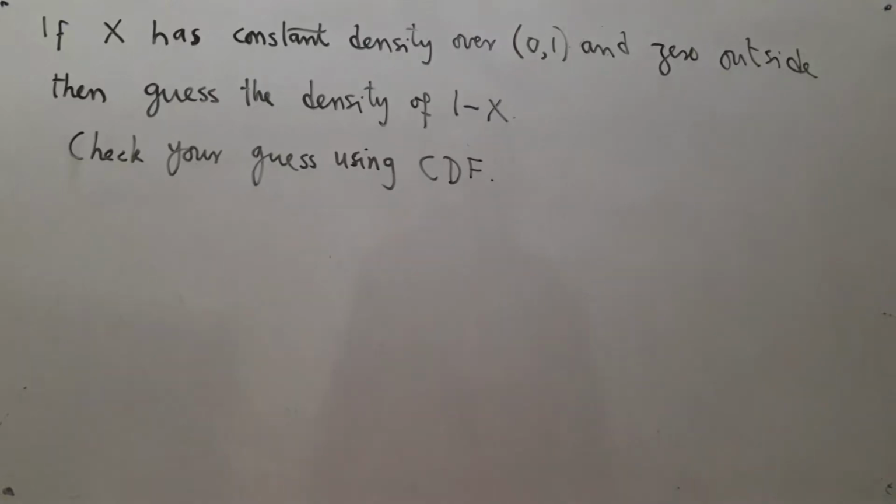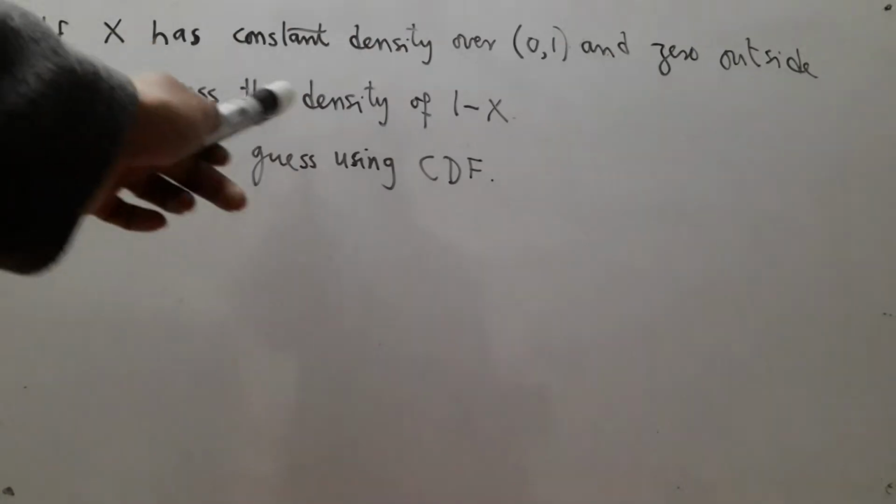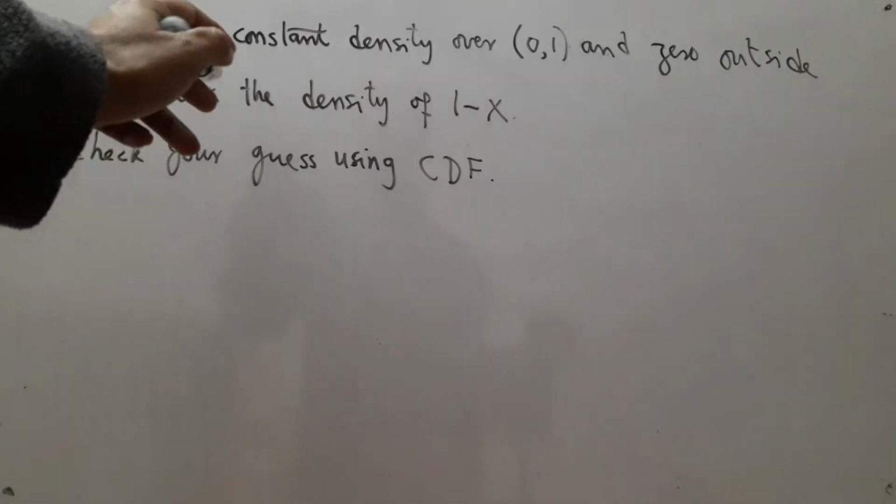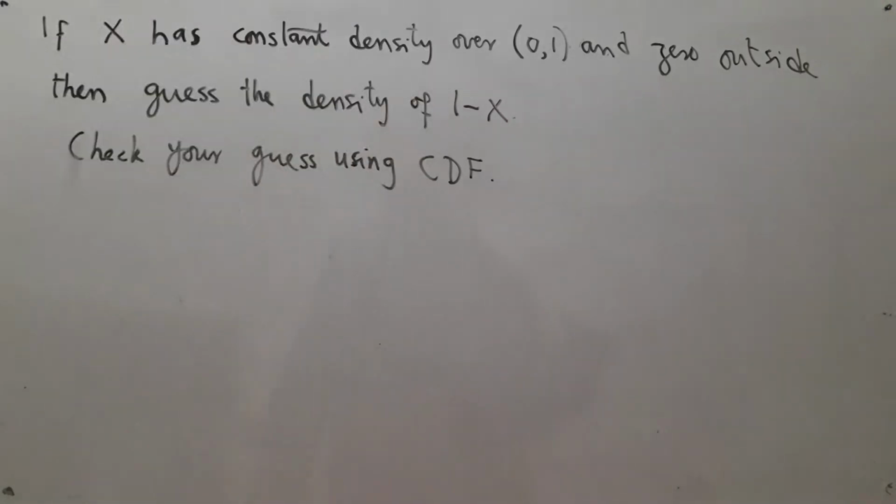In this exercise, I give you a random variable x that has constant density. I am not telling you what constant it is, over the unit interval, and 0 outside that interval. Now your job is to guess the density of 1 minus x. So first just think intuitively. You should immediately be able to answer this question, and then you can check your guess using the CDF method.